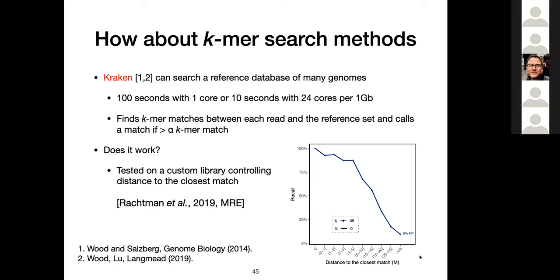On the x-axis, what you have here is the distance between your contaminant and the closest species in a reference library. What we saw is that if in your reference library you have a match that is, let's say, 5% or lower to your contaminant, you can find these contaminants pretty well. But if you don't have a close match, the method doesn't work. It's not a big surprise, but 5% is not much, right? And at 5 to 10%, you're already missing a lot of contaminants.